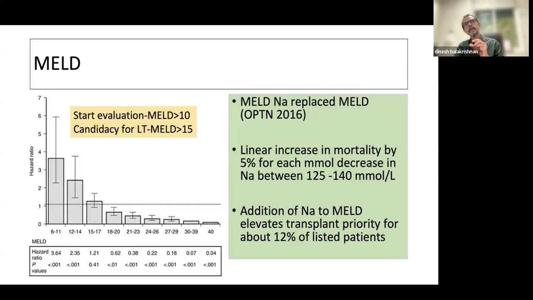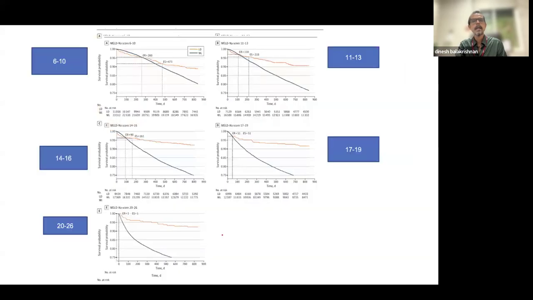Now, for every milliequivalent drop in sodium, there is a linear increase in mortality by 5%. So in the MELD score, they have added sodium. It elevates transplant priority for about 12% of listed patients. In a recent study, I think published in 2020, they realized that even patients with a MELD score between 11 and 13 stand to benefit from a transplant. If you look at these graphs, you'll realize that at a score of 6 to 10, patients can wait for up to 300 days.